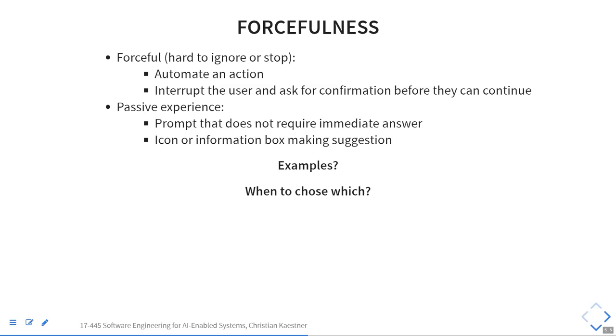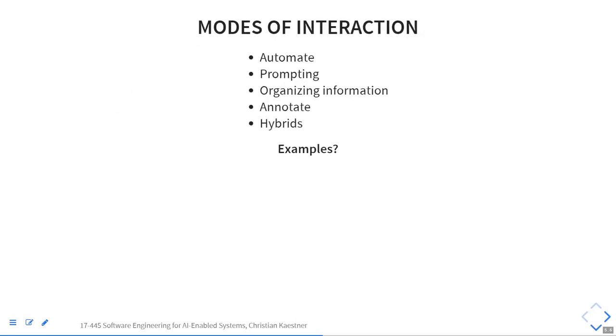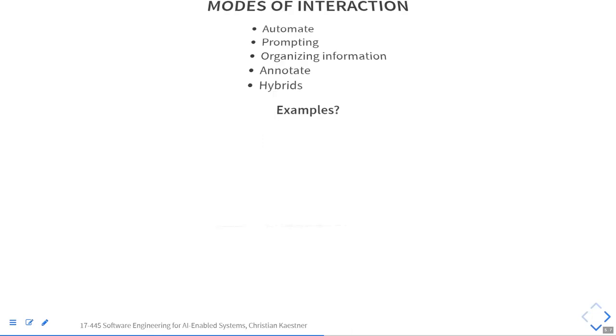Are we just calling the ambulance immediately? Are we interrupting the user with vibration to ask them to call the ambulance? Maybe give them a time window. Maybe just pop up a nice pop-up. Oh, I think you have fallen. If you want to call the ambulance, click this button. Or here's a phone number to call the ambulance. So you can be very passive as well. And it's kind of hard to choose what to do, right? In addition, you can automate, you can prompt, you can organize information, you can annotate.